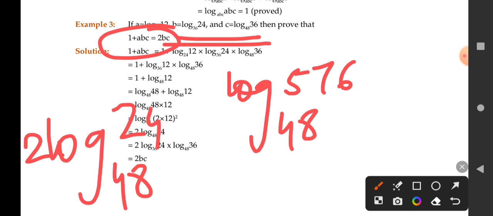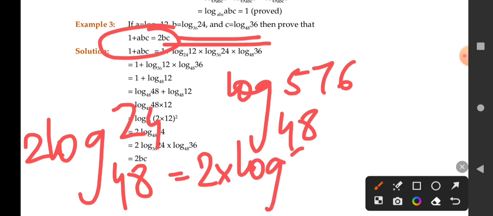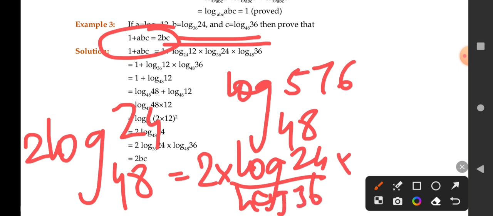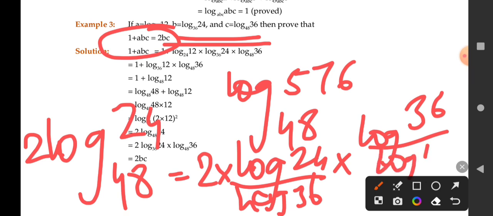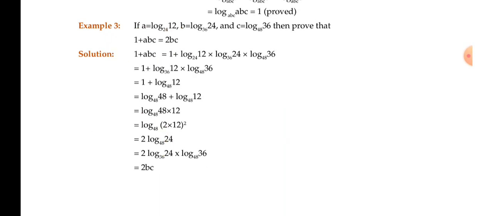So we have 2 already. Okay. 2 into what is B? Log 24 divided by log 36. And C? Log 36 divided by log 48. And both of them are equal to this. Hence proved. I hope you understood example 3.